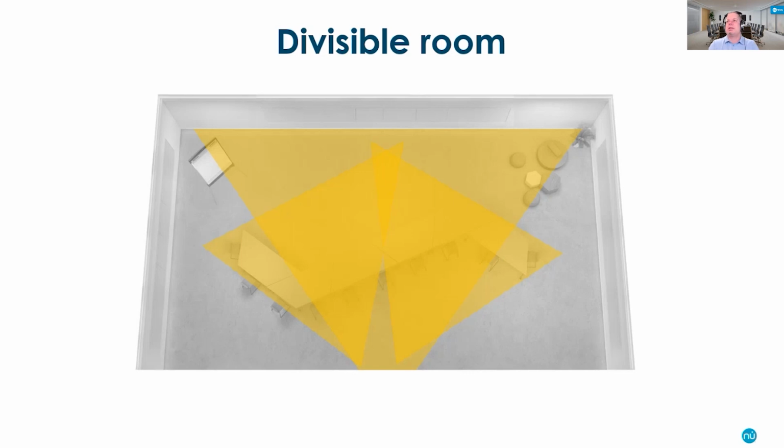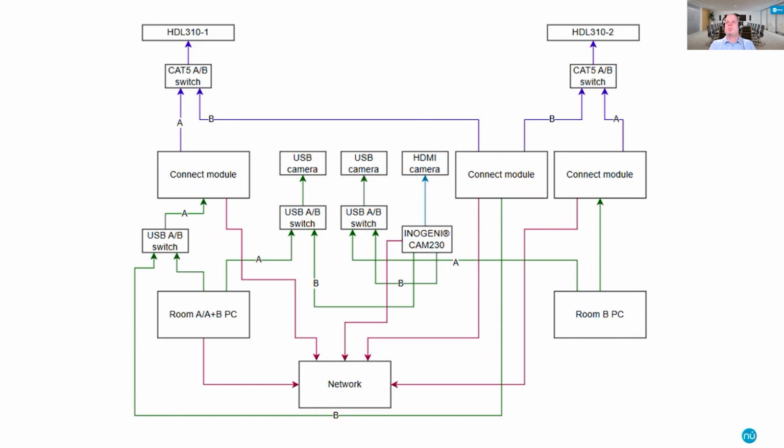So to give an idea on what this looks like, I'm going to show you a fairly complex drawing of what this can look like if we get into the automated side of things. Now, on the left and the right-hand sides, we've got our most basic setup here. I've got my room PC, I've got a Connect module, and I've got an HDL 310, and then I've got a whole bunch of other stuff happening here. So in a normal circumstance, this PC is talking to this Connect module, which is talking to the speaker bar. Same thing on the other space.